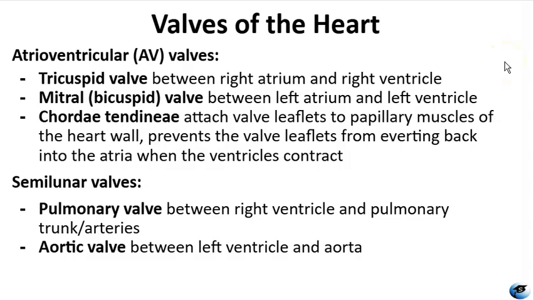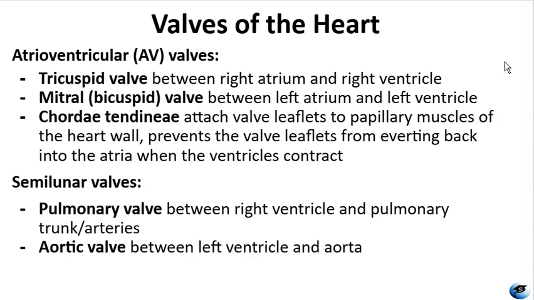There are 4 major valves that ensure one-way flow of blood through the chambers. First, there is the atrioventricular valve, or the AV. The tricuspid valve is located between the right atrium and right ventricle. The mitral valve, which is also known as the bicuspid valve, is between the left atrium and left ventricle.